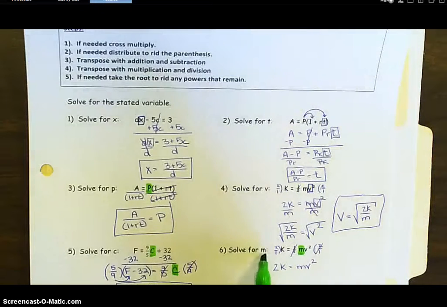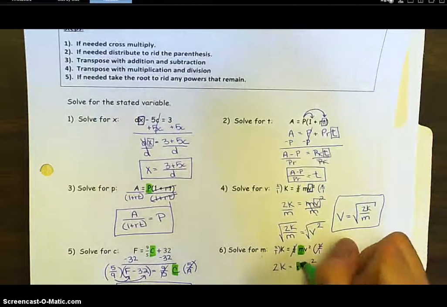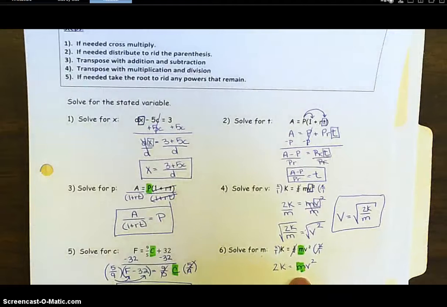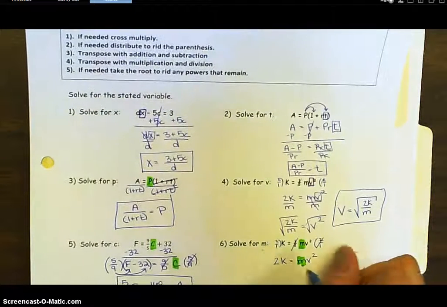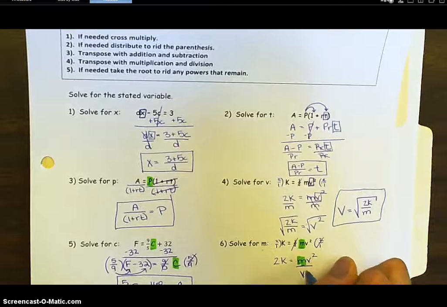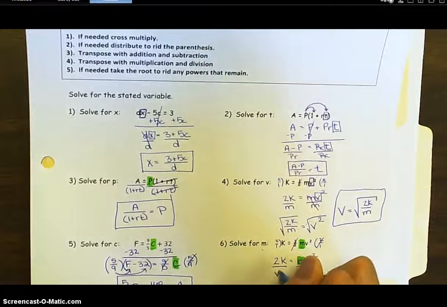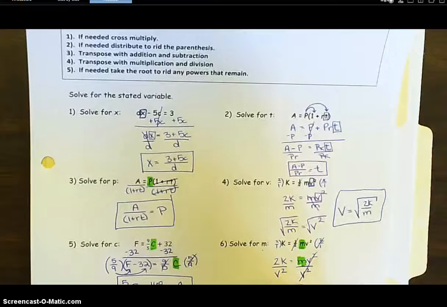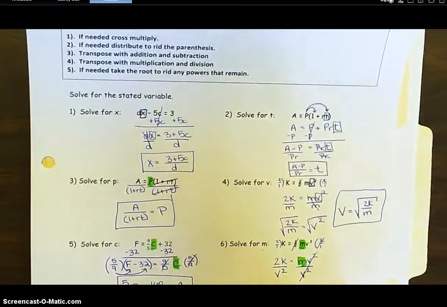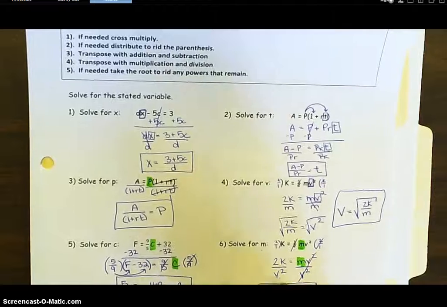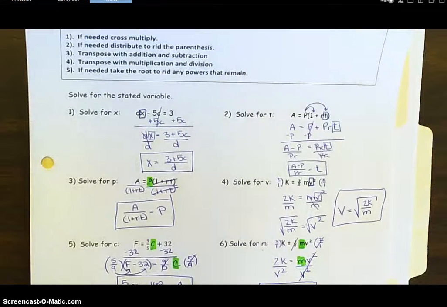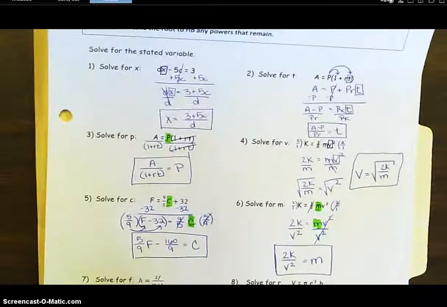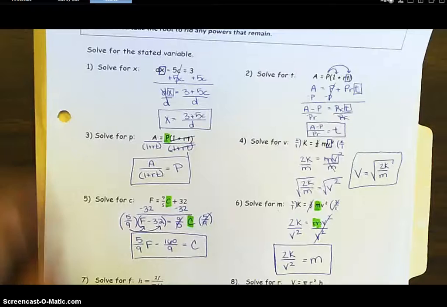Now again, we're solving for m, so I'm going to highlight my m. I want to keep the m right where it is, and I want to bring the v squared to the other side. Now they're touching, so that's multiplication, so I'm going to divide by v squared. So the v squareds cancel, and now I have my final answer. I've gotten the m all by itself. And we're good. Oops, sorry, couldn't see that. So we just transpose that over.